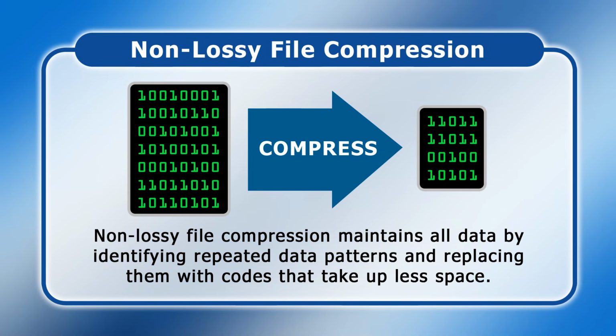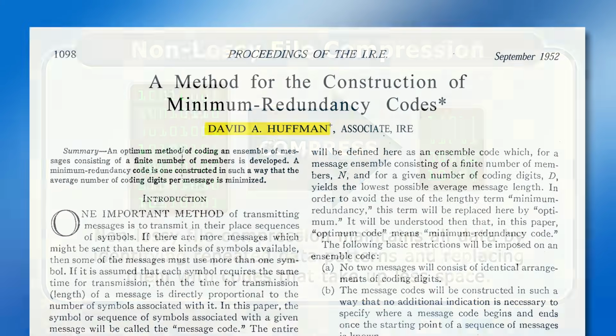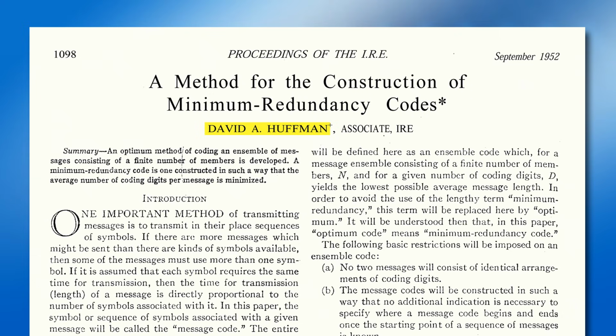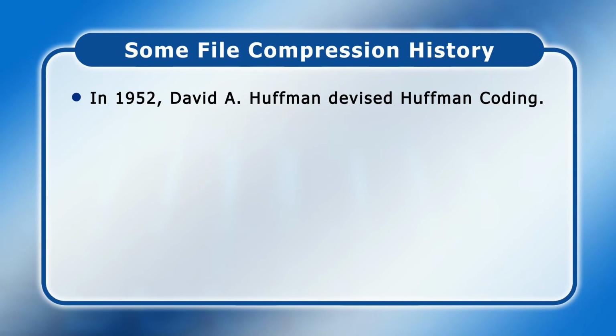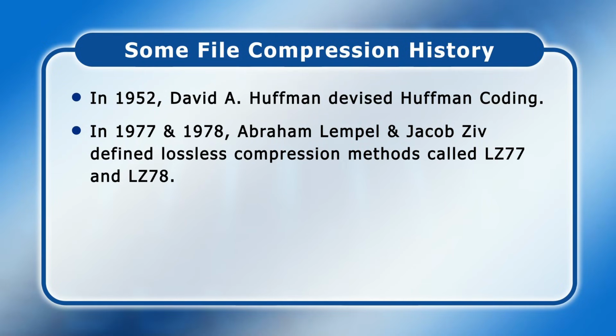File compression methods have been in development since the 1940s. For example, in 1952, David A. Huffman published a paper called A Method for the Construction of Minimum Redundancy Codes. This described a technique now known as Huffman coding, which uses fewer bits of data to encode information patterns that occur more frequently. In 1977 and 1978, Abraham Lempel and Jacob Ziv also published seminal papers that defined lossless compression methods called LZ77 and LZ78.